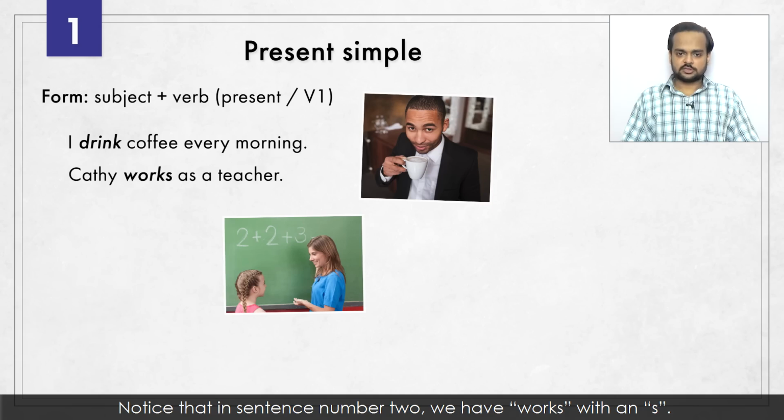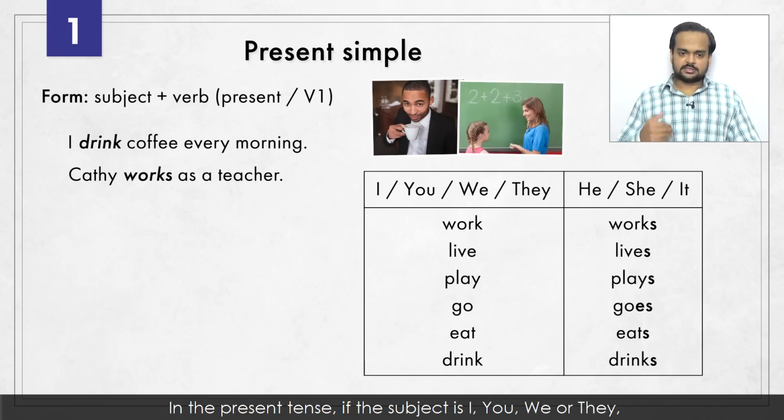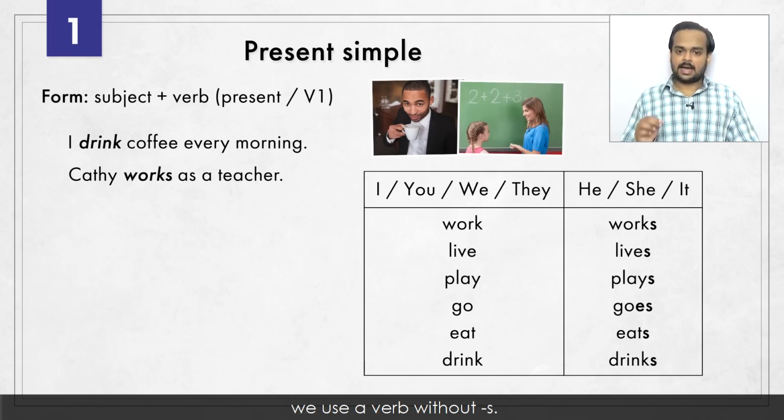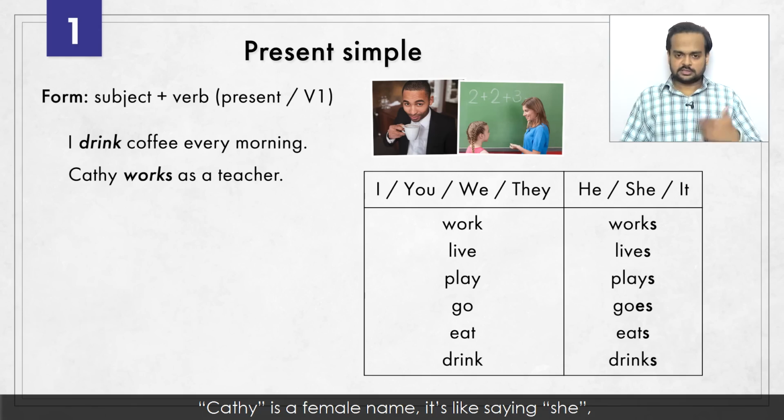Notice that in sentence number 2, we have works with an S. In the present tense, if the subject is I, you, we, or they, we use a verb without S. That's why I drink. If the subject is he, she, or it, we add S to the verb. Kathy is a female name. It's like saying she, so we've said Kathy works.